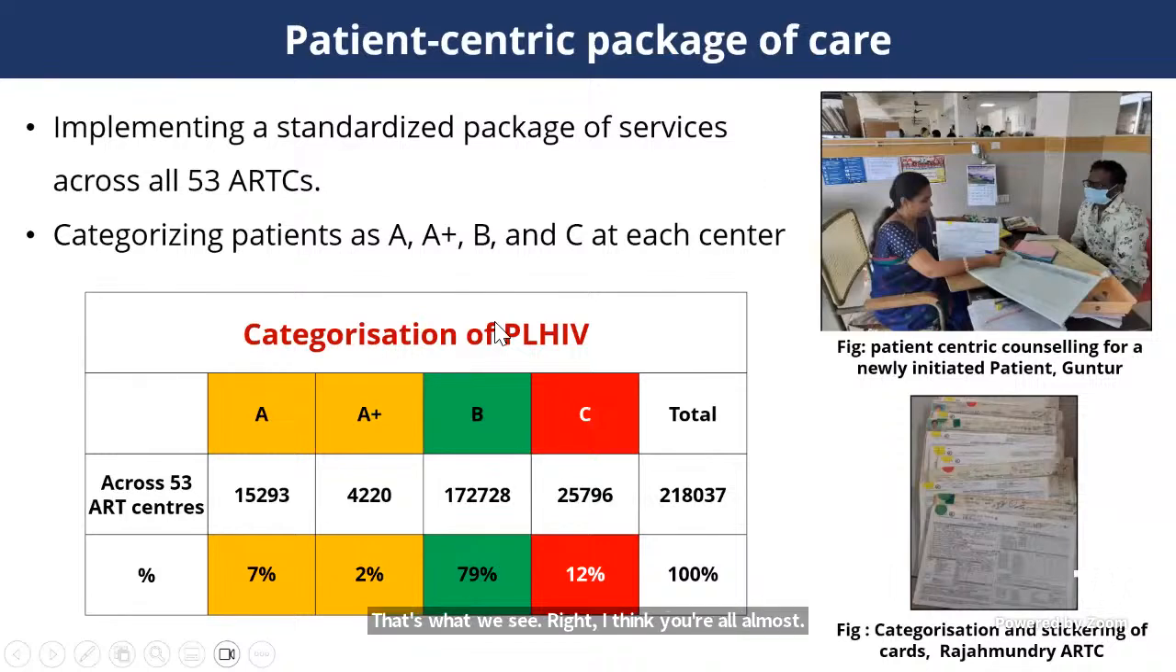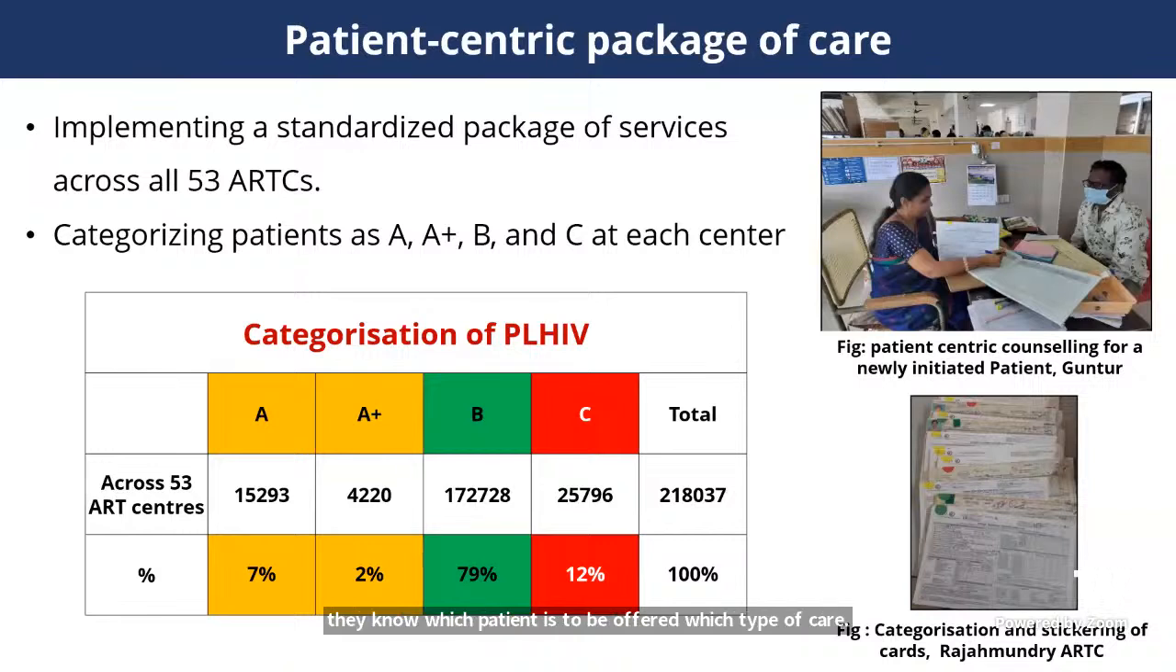So this is from one state. They had almost 2.2 lakh patients on ART. When that state did this activity for all their patients, they found that 80% of their patients are in category B, 9% are in A, and 12% are in category C. And beautifully, they started to put stickers, and they know which patient is to be offered which type of care. So it's not impossible.